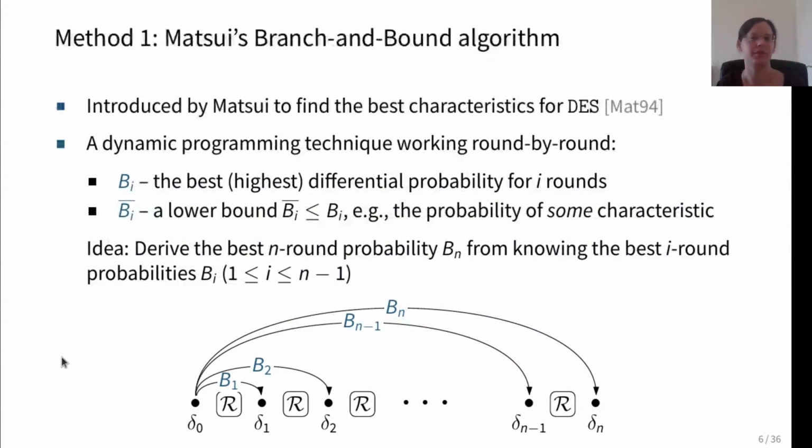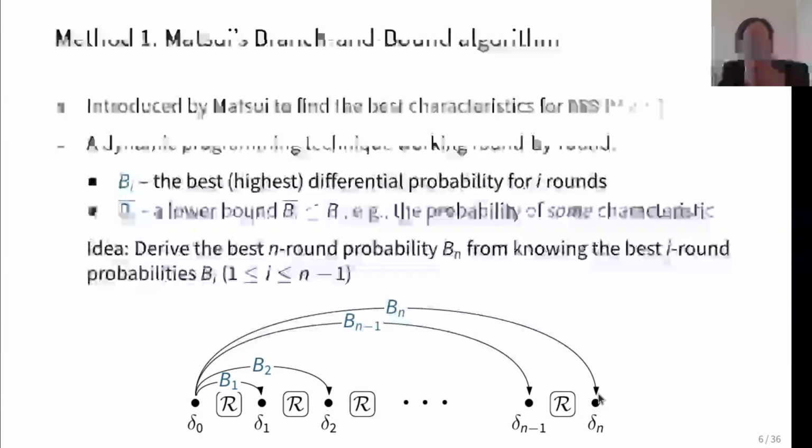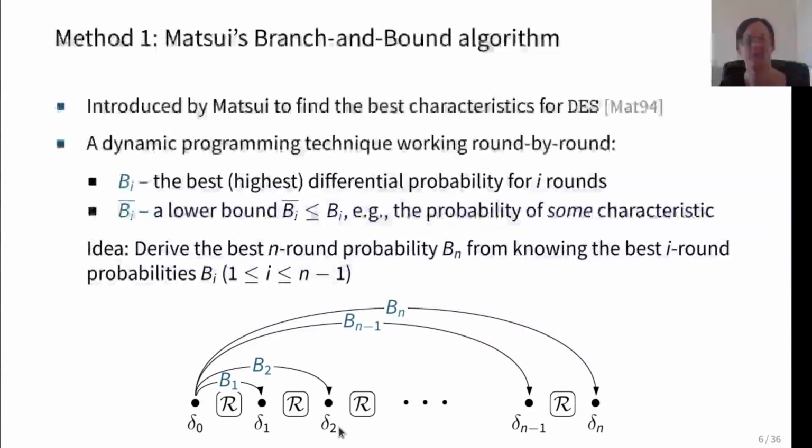And to make this reasonably efficient, we usually consider two numbers in the search. One of them, B_i, is the actual best differential probability for i rounds. This is illustrated in the figure on the bottom here. B1, B2, and so on up to Bn denote the probability of the best possible characteristic for this number of rounds, where the deltas here are the individual differences after the first round, after the second round, and so on, and R is short for the round function.